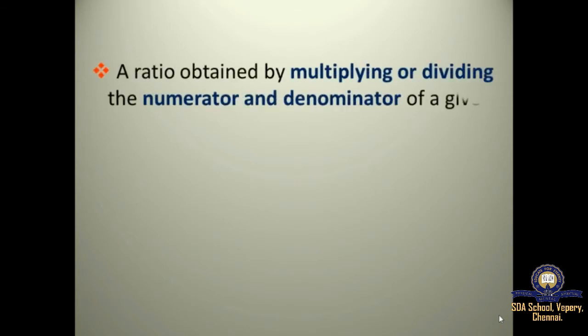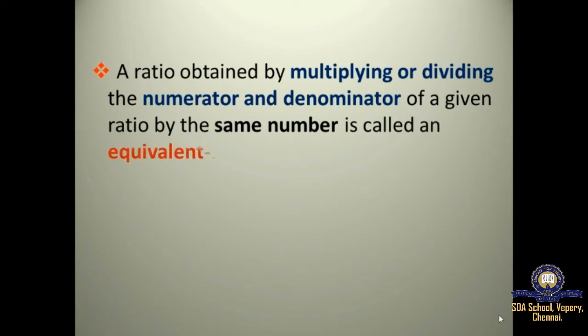A ratio obtained by multiplying or dividing the numerator and denominator of a given ratio by the same number is called an equivalent ratio. Got it, students? So, what is the equivalent ratio? A ratio obtained by either multiplying or dividing the numerator and denominator of a given ratio by the same number is called an equivalent ratio.